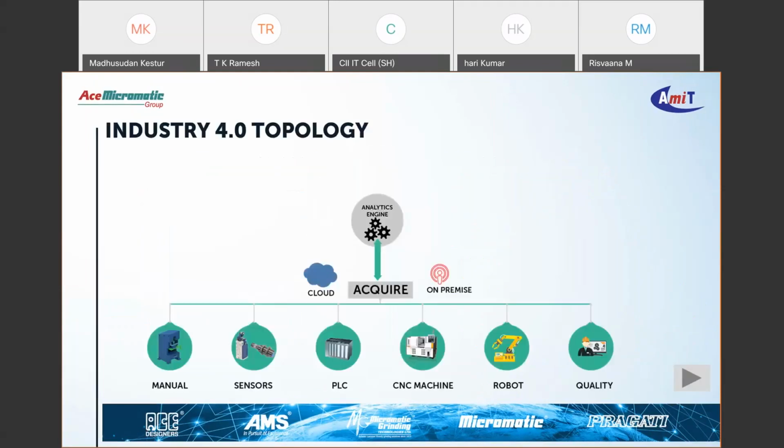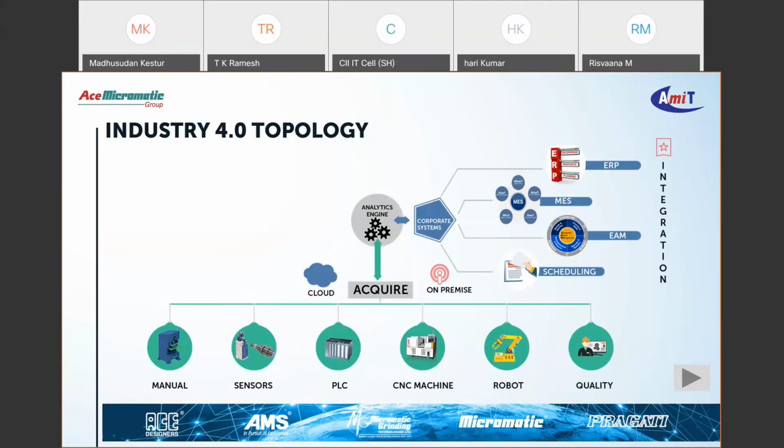So to talk about the topology, any shop floor will have a variety of equipment. It can be a sensor, it can be a PLC or a CNC, a wide variety of data sources. And we need to connect all these different data sources and take it to a common platform.